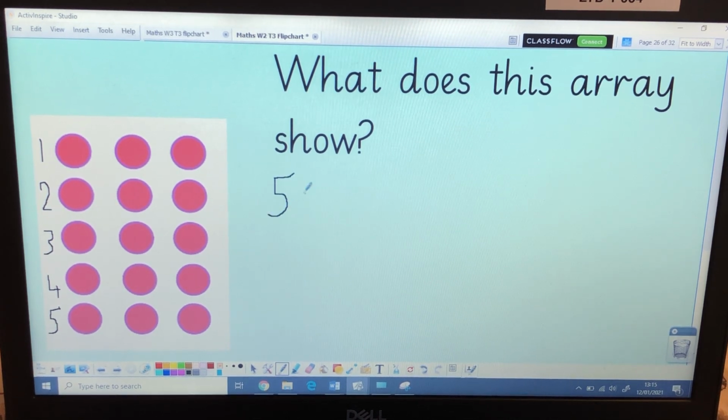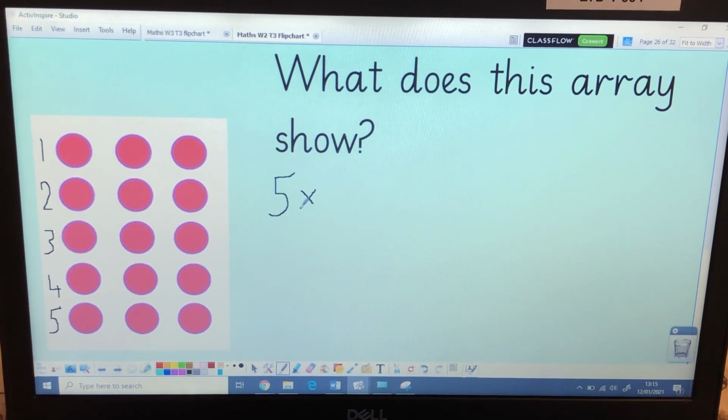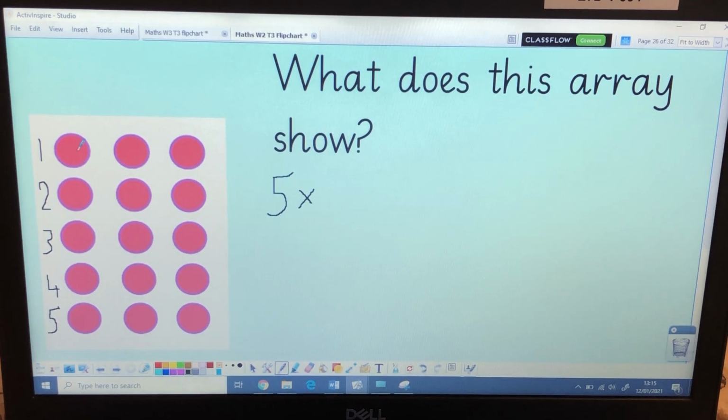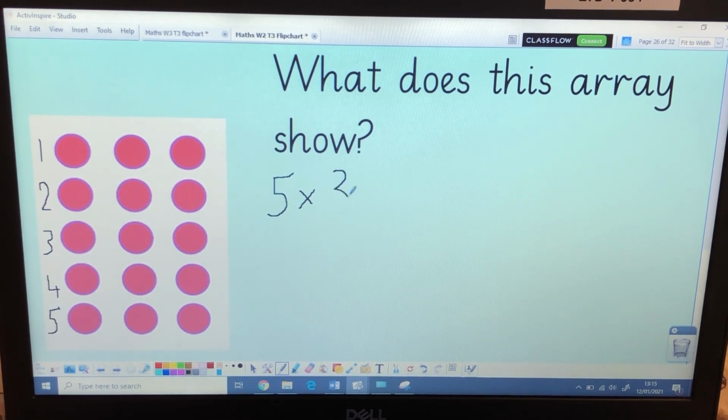I've got 5 groups. But how many have I got in each of my groups? Shall we count them? 1, 2, 3. 1, 2, 3. 1, 2, 3. So I've got 5 lots of 3, which is the same as 5 times 3.